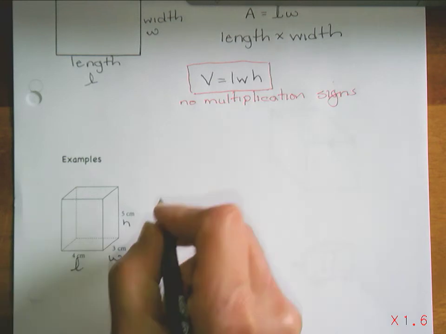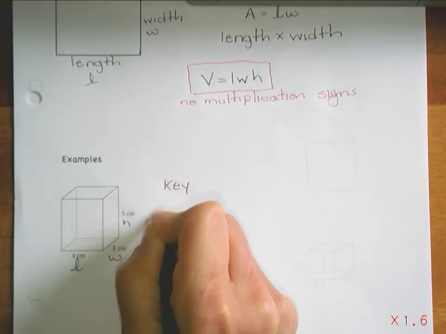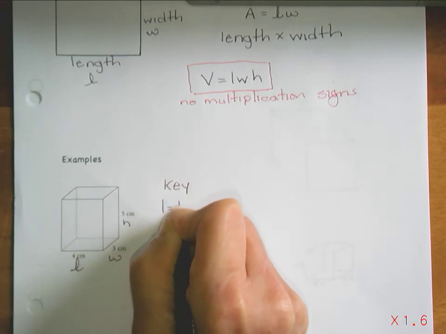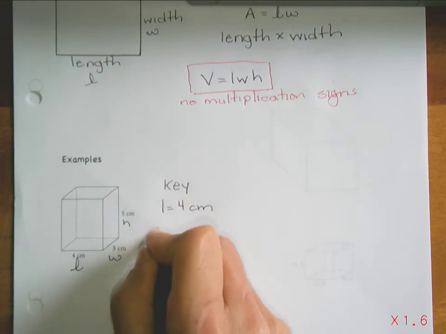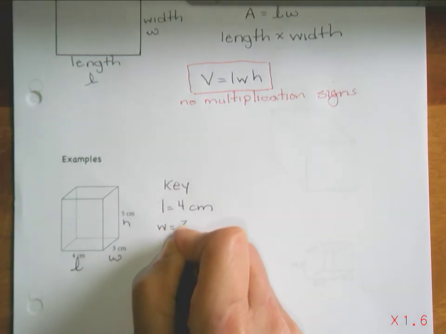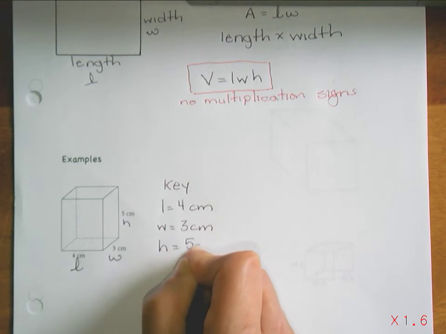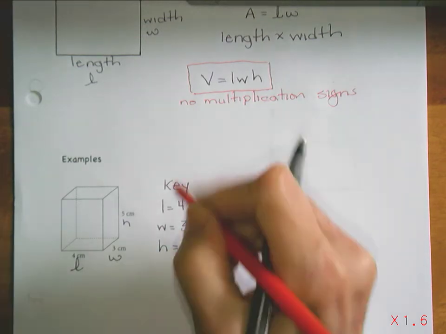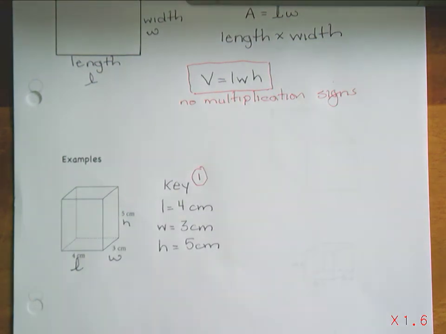So what you need to do is when you show your work, you need to set up a key so that you can tell me what the measurements are. The length is 4 centimeters. The width is 3 centimeters. And the height is 5 centimeters. That's step number 1. Everybody does that. You communicate to me the measurements that you are going to use.